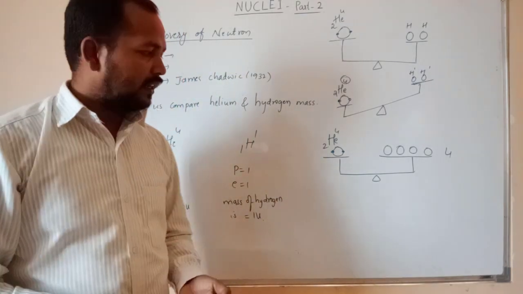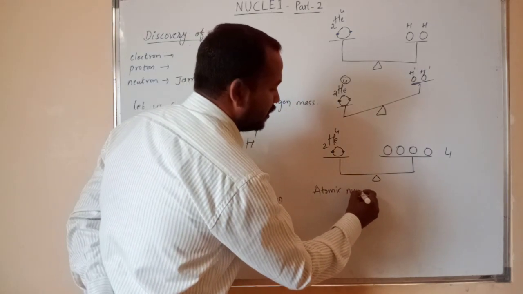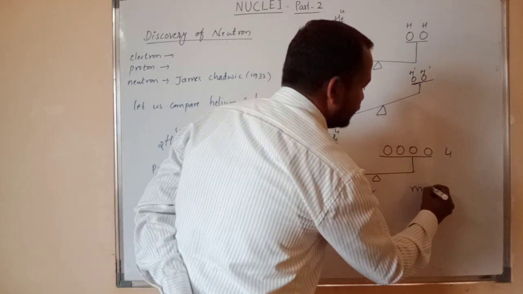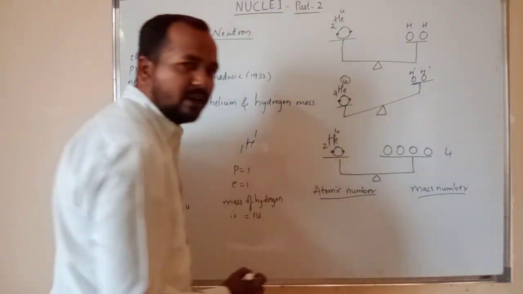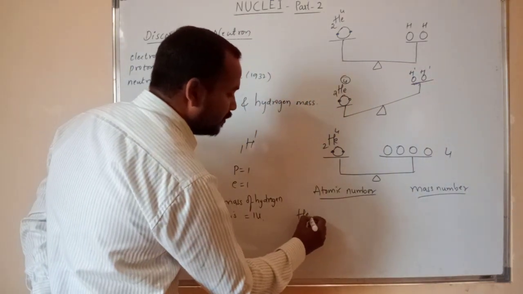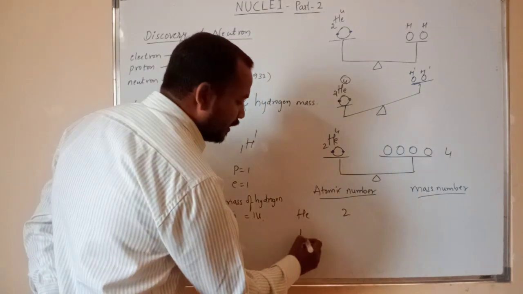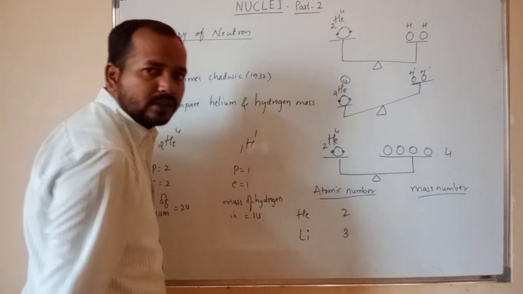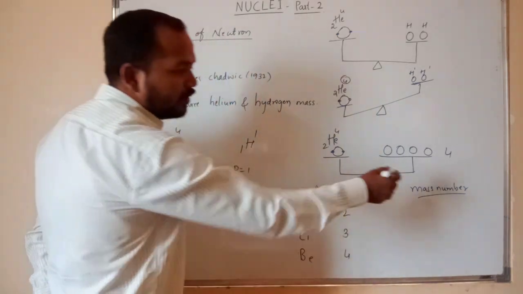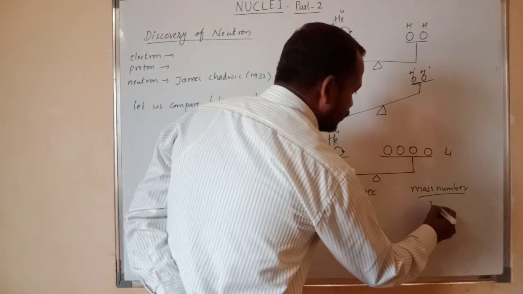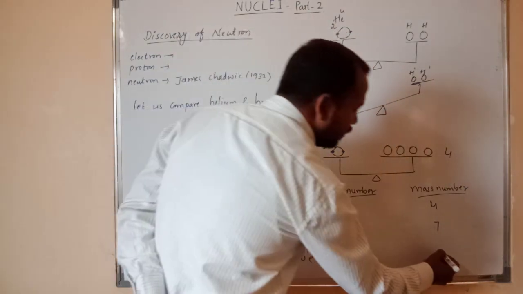One more method is there. See, if I consider the atomic number here and the mass number here. We all know that the atomic number gives the number of protons. For helium, how many protons are there? 2 protons, right? For lithium, we have 3 protons. For beryllium, we have 4 protons, right? What about their mass numbers? Here the mass number is 4 for helium. For lithium it is 7. For beryllium it is 9.